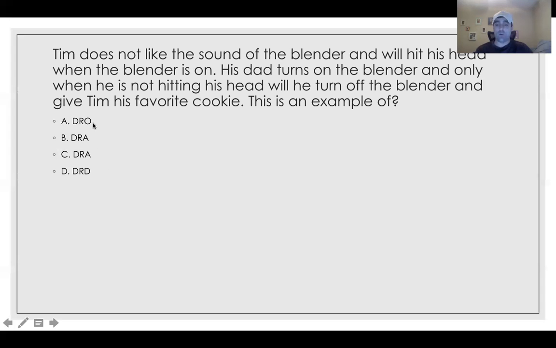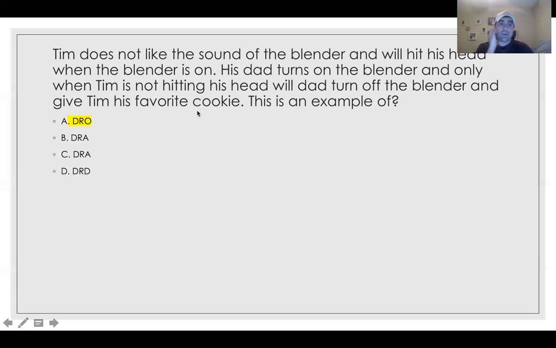Well, it's DRO. Remember, with DRO, we're looking for the absence of behavior. When behavior is not occurring, we're reinforcing. What's happening in this situation? Dad turns off the blender when the behavior is not occurring, when he's not hitting his head. Dad is reinforcing. Therefore, the answer is DRO.